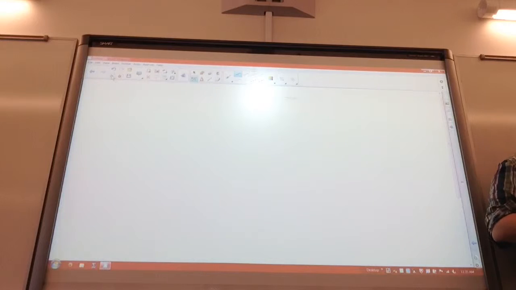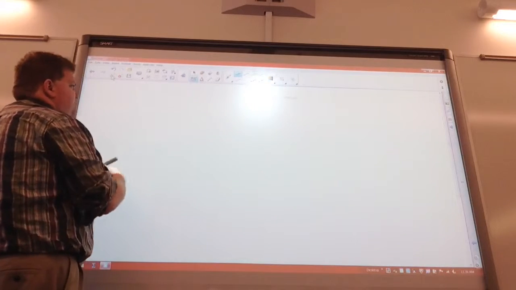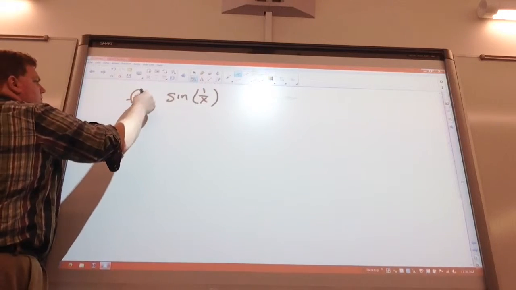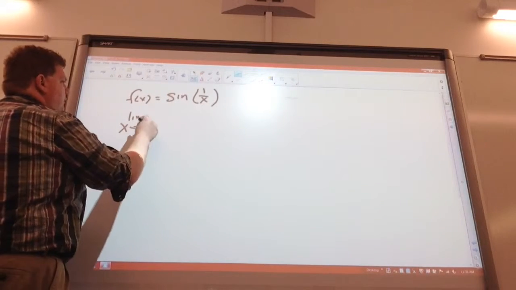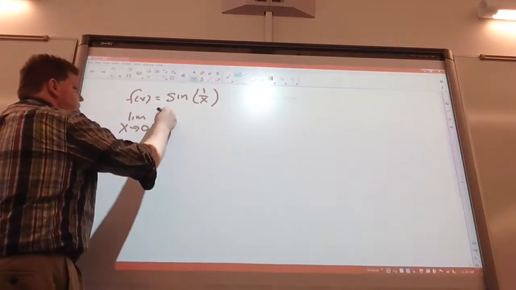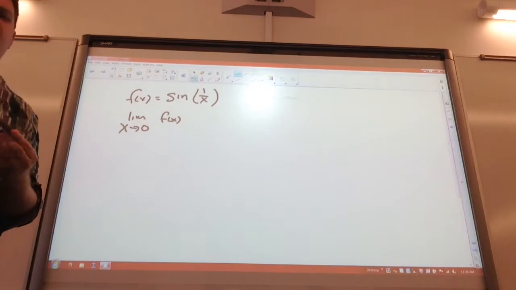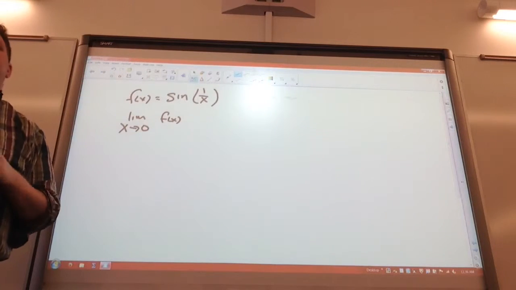There are functions though that seemingly should have a limit at a point, but end up not having one because of just the way they work. A classic example of this is a very bizarre trigonometric function, the sine of 1 over x. And we want the limit as x approaches 0 of the sine of 1 over x here. Obviously, if I just jam 0 into this thing, I won't get an answer because it will be undefined.